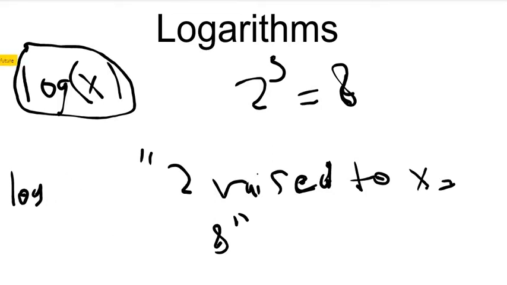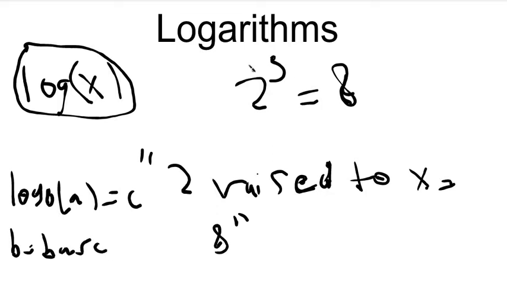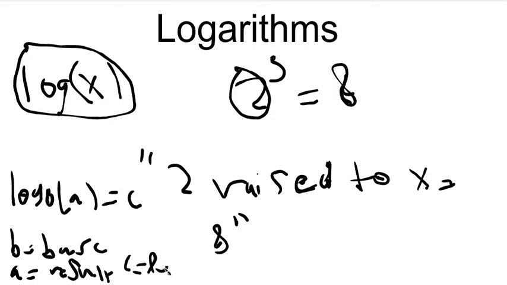Here, let me redo that. log b of a equals c. So b is equal to the base, like we know of an exponent, the base would be 2. a is what we're trying to get, the result. And c is what power we have to raise everything to.